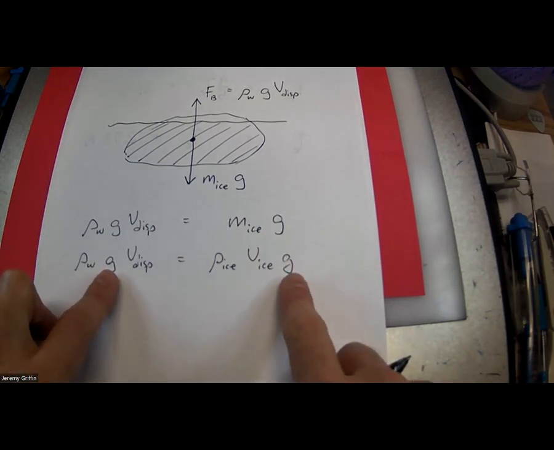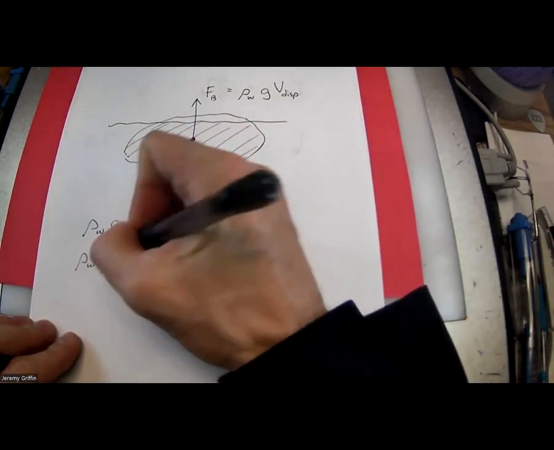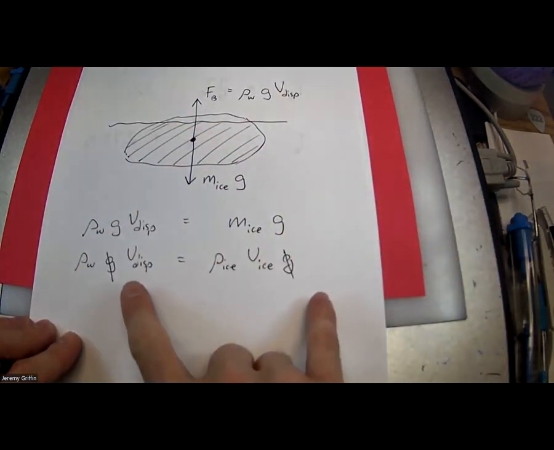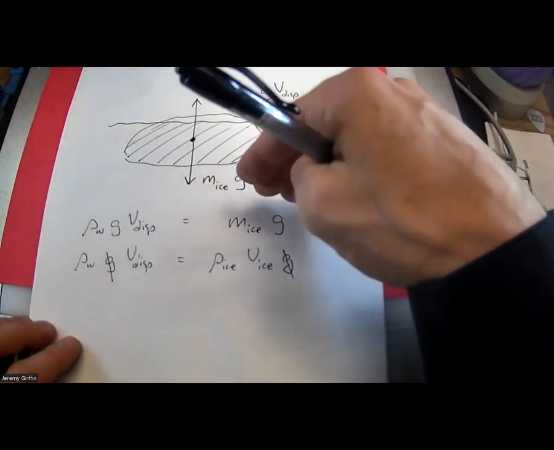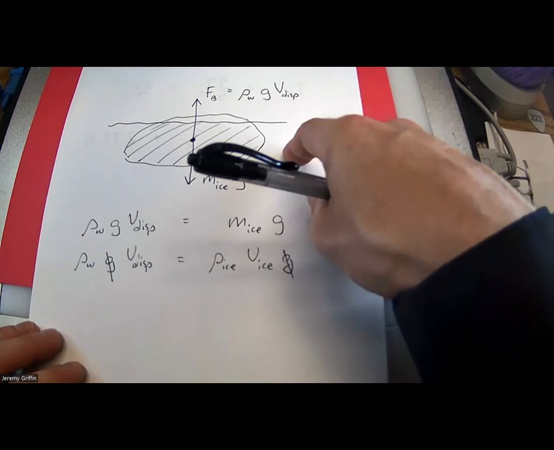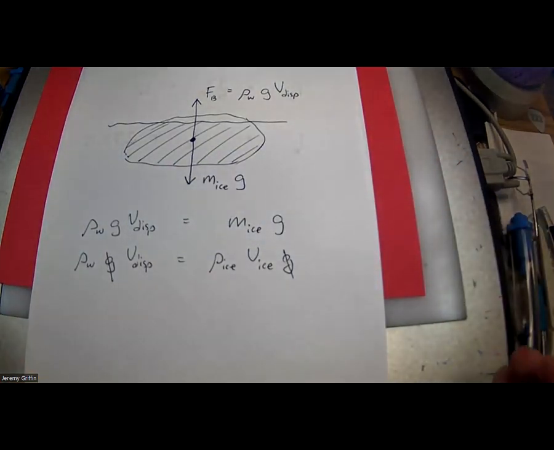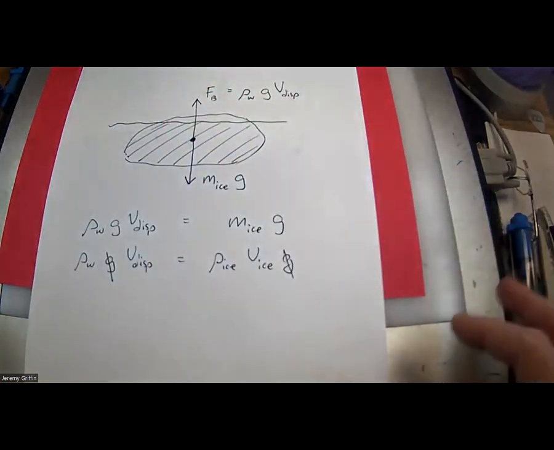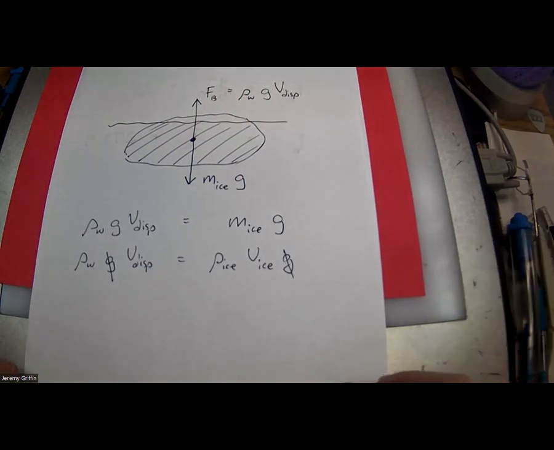Now, whenever you see a variable cancel in physics, pause and think about what that means. That means that whatever the answer to this question is, like what percentage is submerged or above, would be the same regardless of what planet you're on. You can take this whole setup to Mars, and the same percentage would be floating.